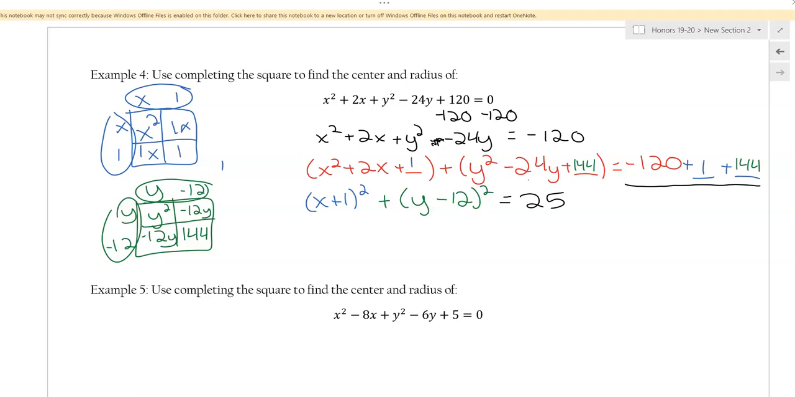And from here, I can pull out my center and my radius. So center, this 1 changes to negative 1. This negative 12 changes to 12. For my radius, the square root of 25 is 5. So it has a center of negative 1, 12, and a radius of 5.